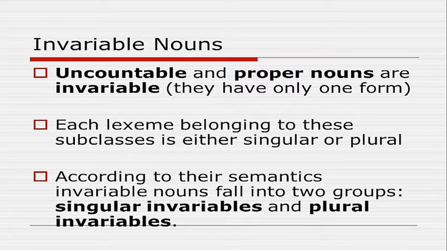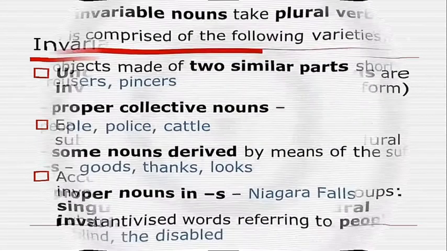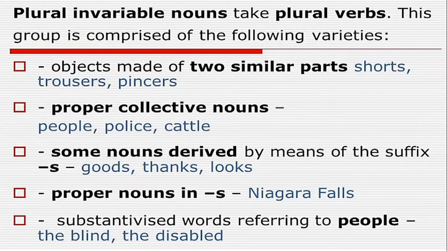Let me talk to you now about invariable nouns. You may not find this classification in some grammar textbooks. Invariable nouns are uncountable and proper nouns. The reason why they are described as invariable nouns is that they have only one form. This means that I'll use examples to make this clearer.